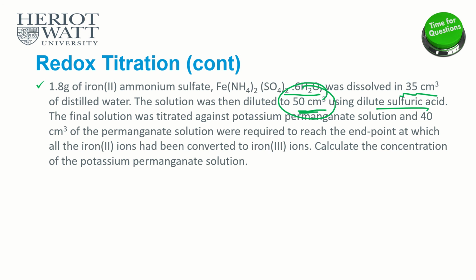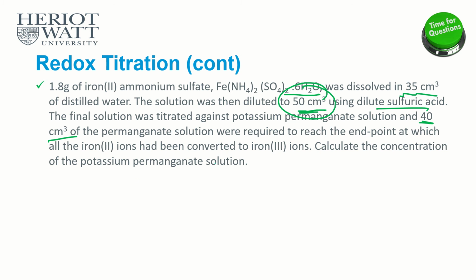Okay, next, the final solution was titrated. Now you have 50 with you, titrated against potassium permanganate, and 40 centimeter cubic of this potassium permanganate is required to reach the endpoint. What is the endpoint here? From colorless to pink, right? You need 40 centimeter cubic here. So look at that.